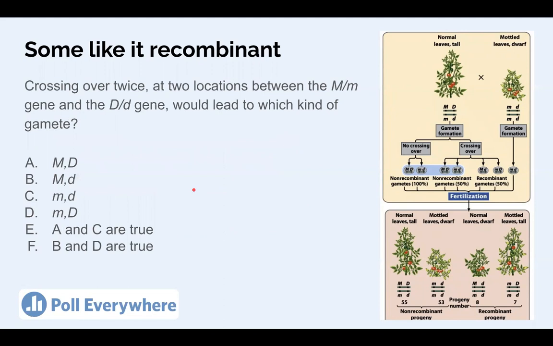Okay, so crossing over twice in this example would return things back to the way they were. So big M with big D, little m with little d. Those two possibilities, big M, big D, little m, little d, would both be possible if two crossovers happen.